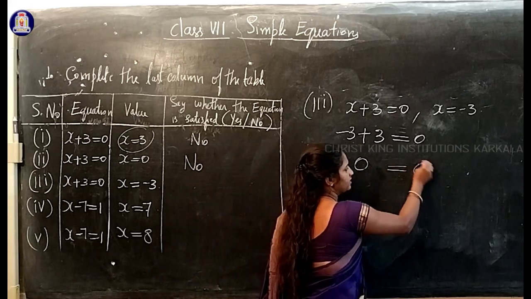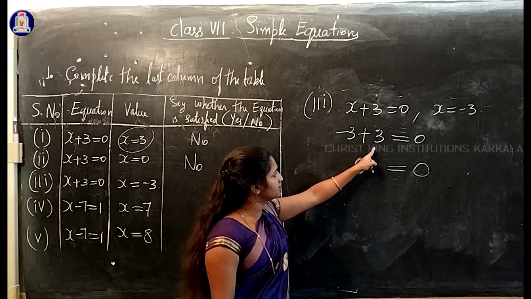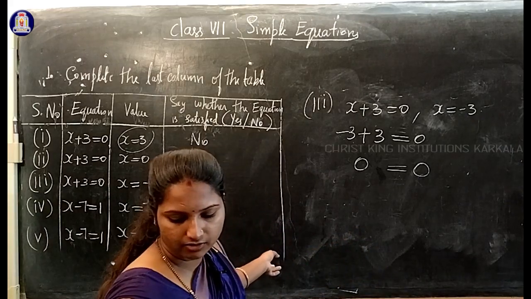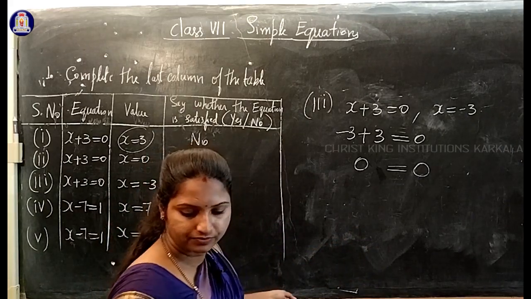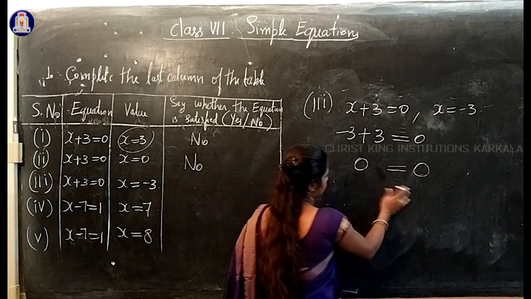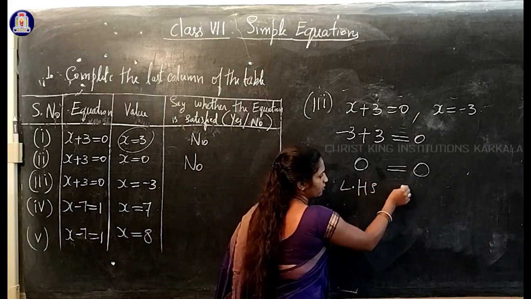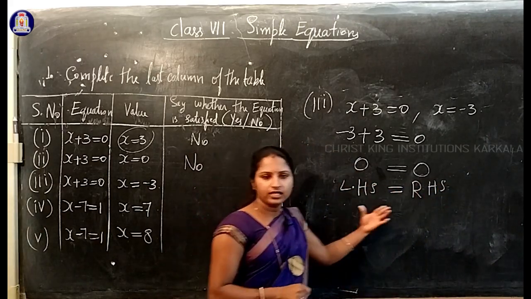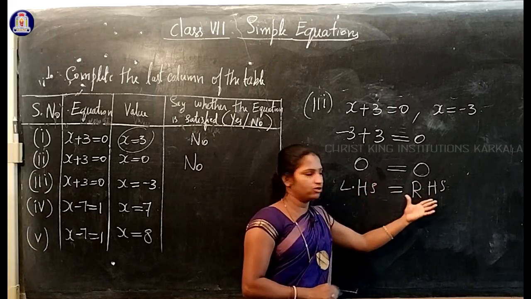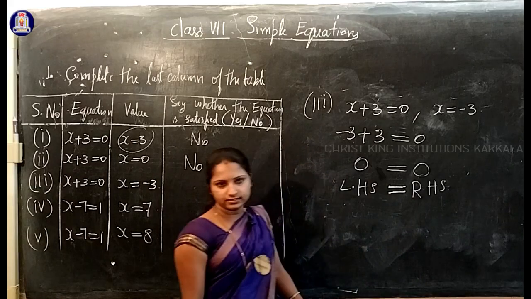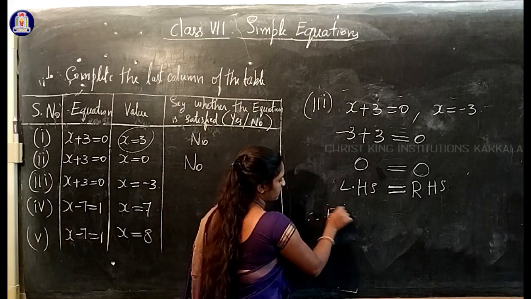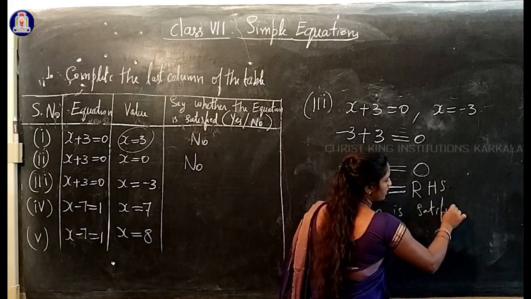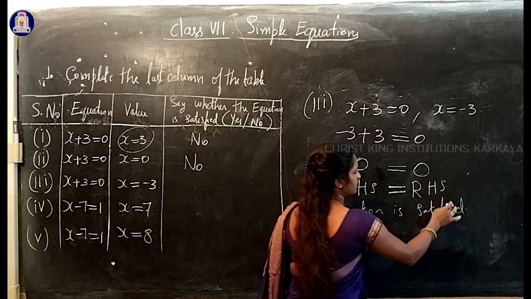What is the value in the right hand side? That is also 0. For 0 we will not write any sign. Now see the LHS and RHS values. Here LHS is 0 and RHS is also 0. So both left hand side and right hand side are equal, correct? LHS is equal to RHS. Therefore this equation is satisfied. Clear? Satisfied because both LHS and RHS are equal.